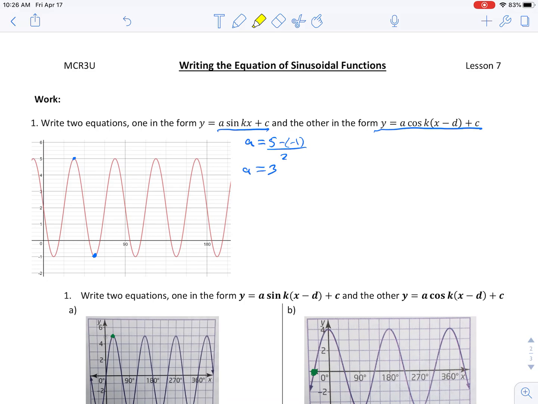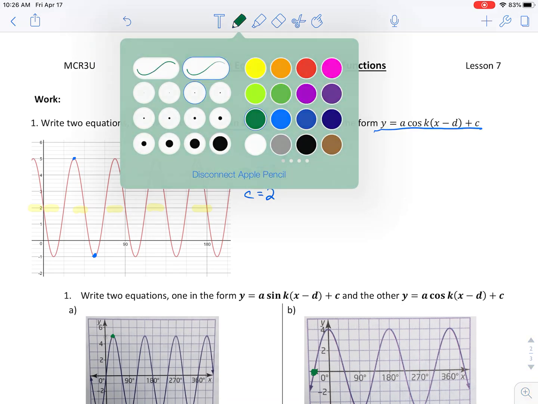My midline then, if I look at it, is going to be in the middle of that. So that's like going up 3 or down 3, depending if you're starting at the minimum or maximum. So my midline, which is C, is going to be positive 2.